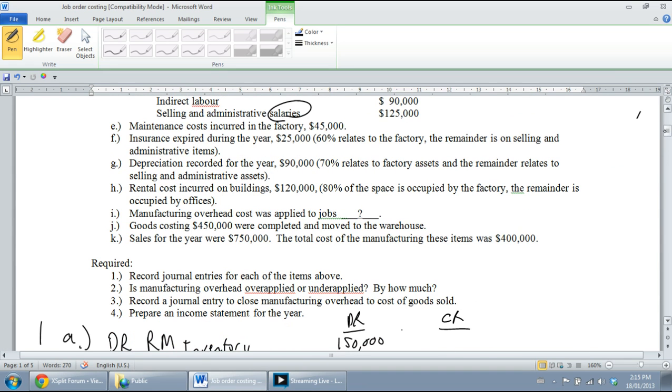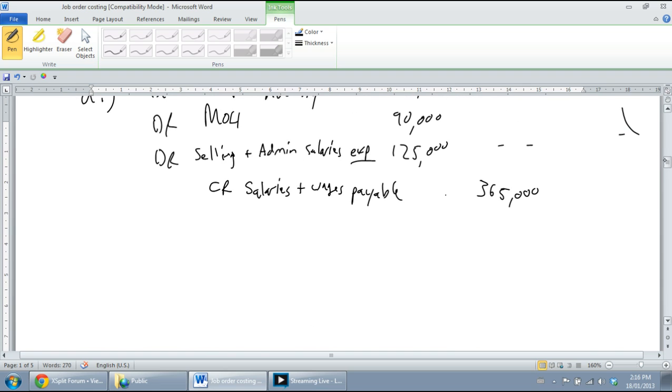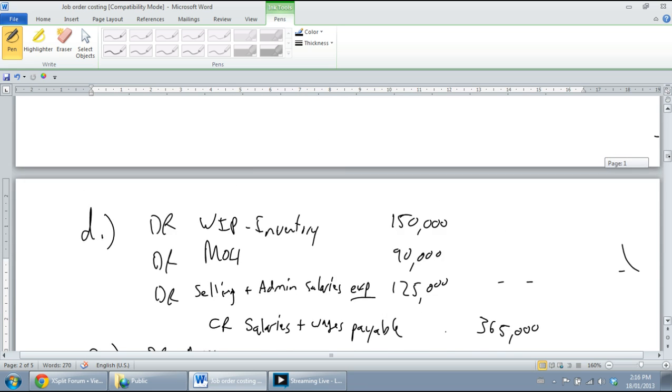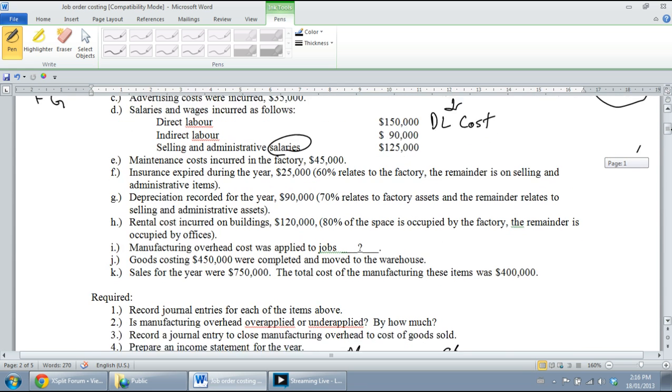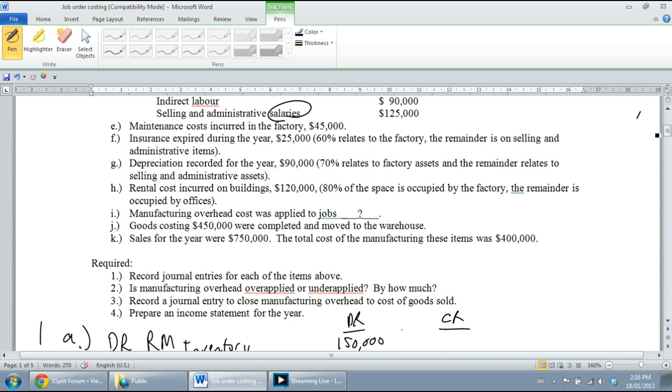Maintenance cost incurred in the factory, 45 grand. Okay, so I got to say, what are we looking at in terms of cost? Is it direct material? No. Is it direct labor? No. Is it overhead? Well, it's an indirect cost. It occurred in the factory. That to me says yes. This 45 grand is in fact overhead. So for part E, I'm going to debit overhead for $45,000 and I'm going to credit accounts payable. Again, I didn't pay my overhead for cash. All services are on account, so assuming I brought somebody in and didn't pay their bill right away, it would be credit accounts payable.